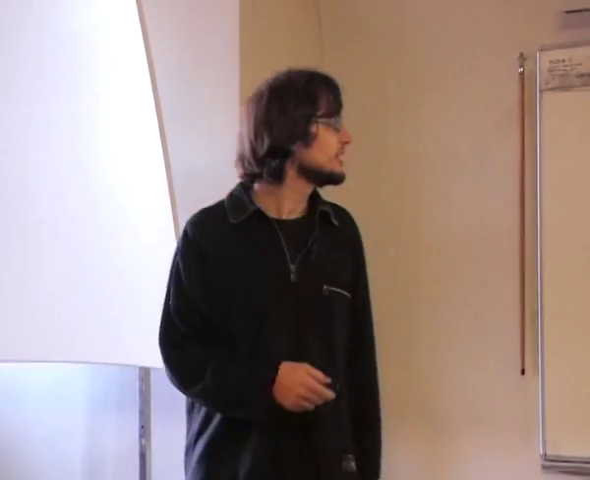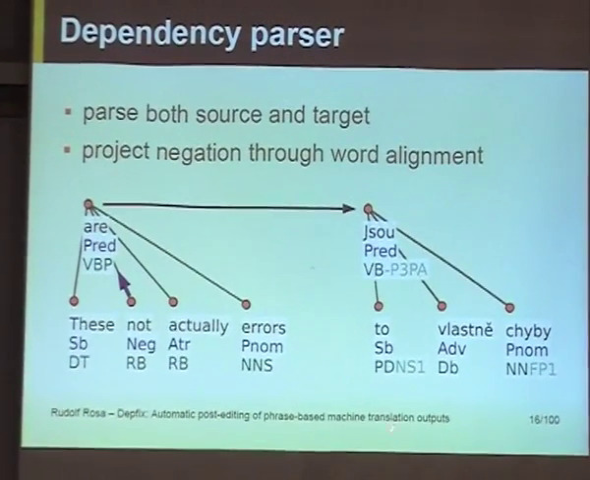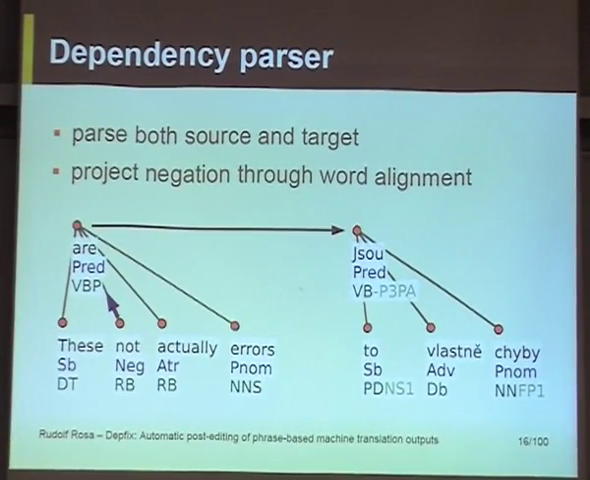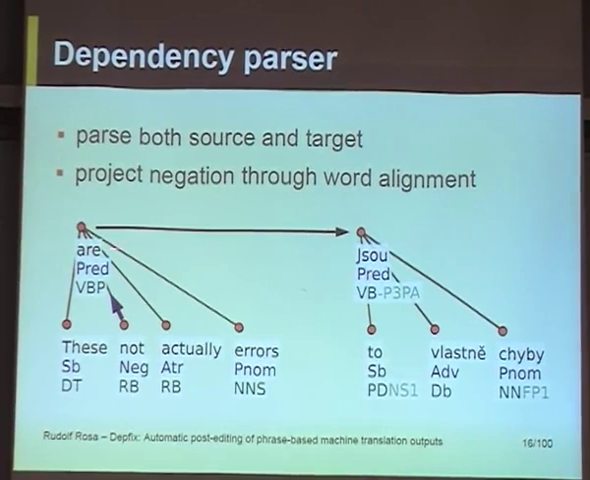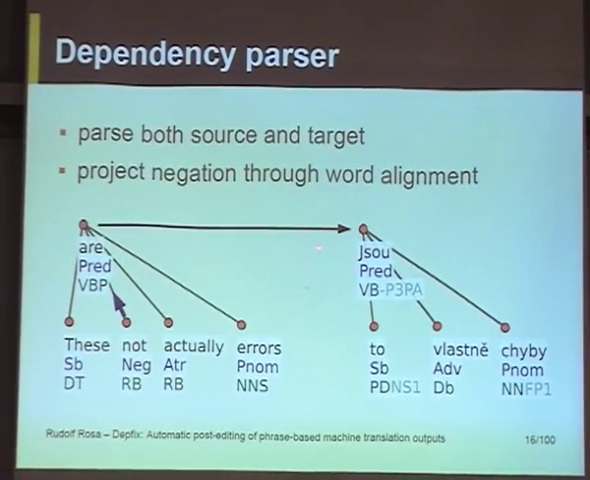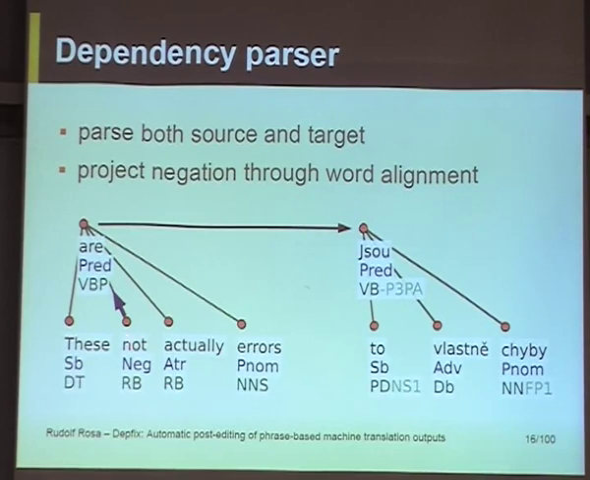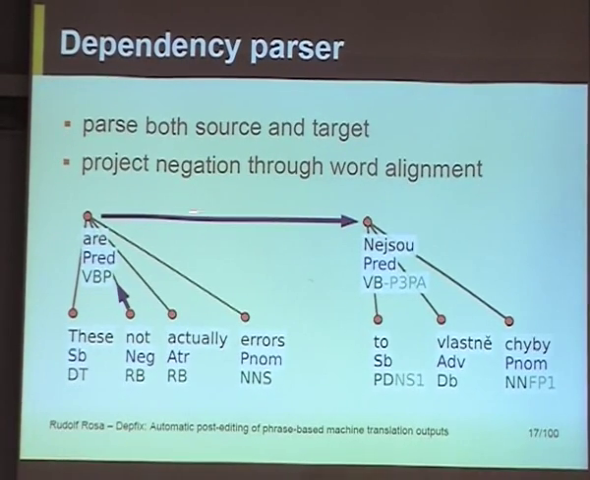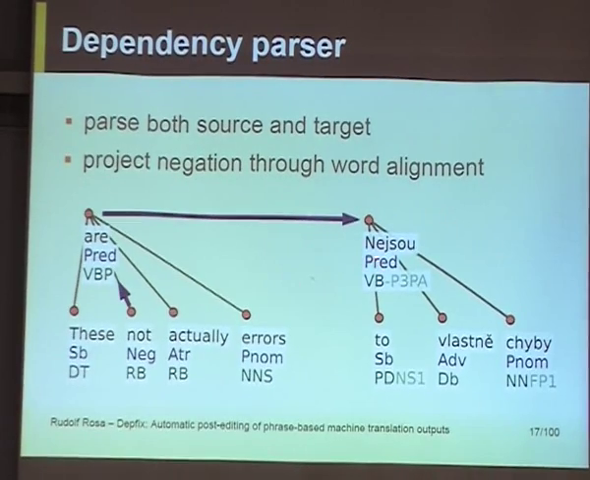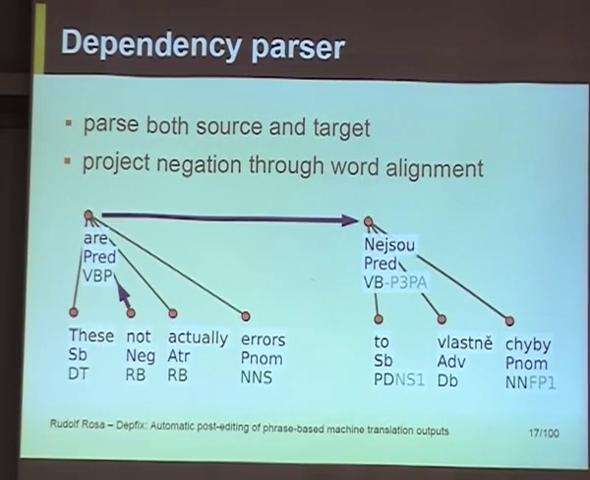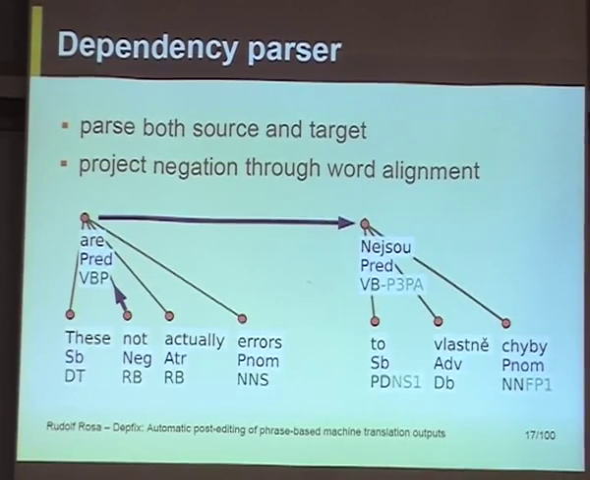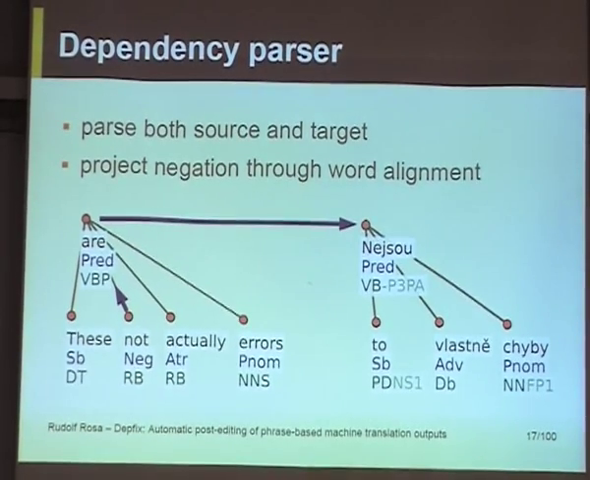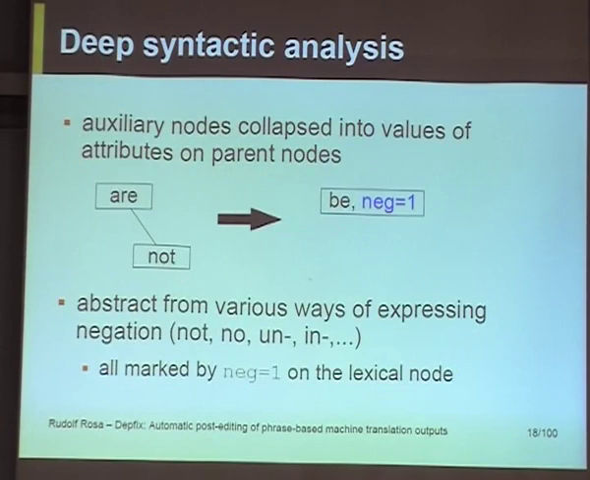To do it even better, we can use the Dependency Parser, which gives us the dependency trees of both the English source sentence and the Czech target sentence. And if we have the word alignment between the words that correspond to each other, we can just take the negation and project it through the word alignment to the verb here. So if, for example, it's a complex sentence with several clauses, we now know which clause to negate, and so on. We can go even further.